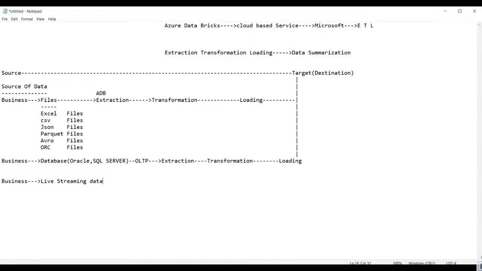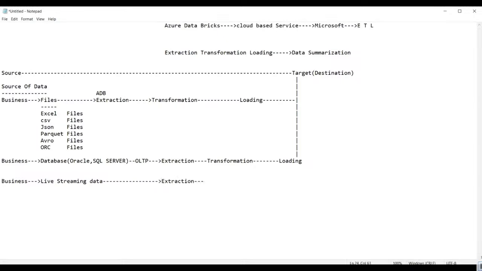Suppose an India versus Pakistan match is going on. You will get the live streaming. Am I right or not? Yes, guys. That is all called live streaming data. Even the live streaming data we pull in here as it is. And this process is again the process of extraction. We perform the extraction on this data.